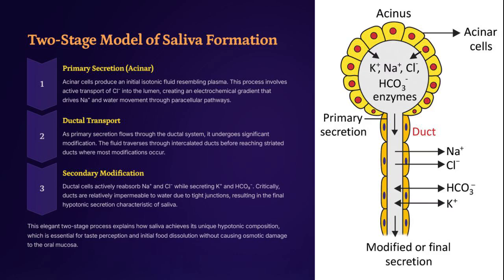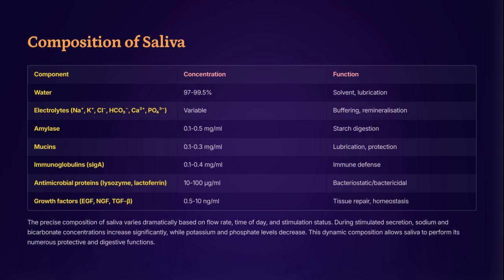Now let's explore what's actually inside your saliva. First and foremost, it's mostly water, around 97 to 99.5%, which helps keep your mouth moist and acts as a solvent. But the remaining tiny percentage is packed with powerful components. You've got electrolytes like sodium, potassium, chloride, bicarbonate, calcium, and phosphate. These help with pH balance and even tooth remineralization.